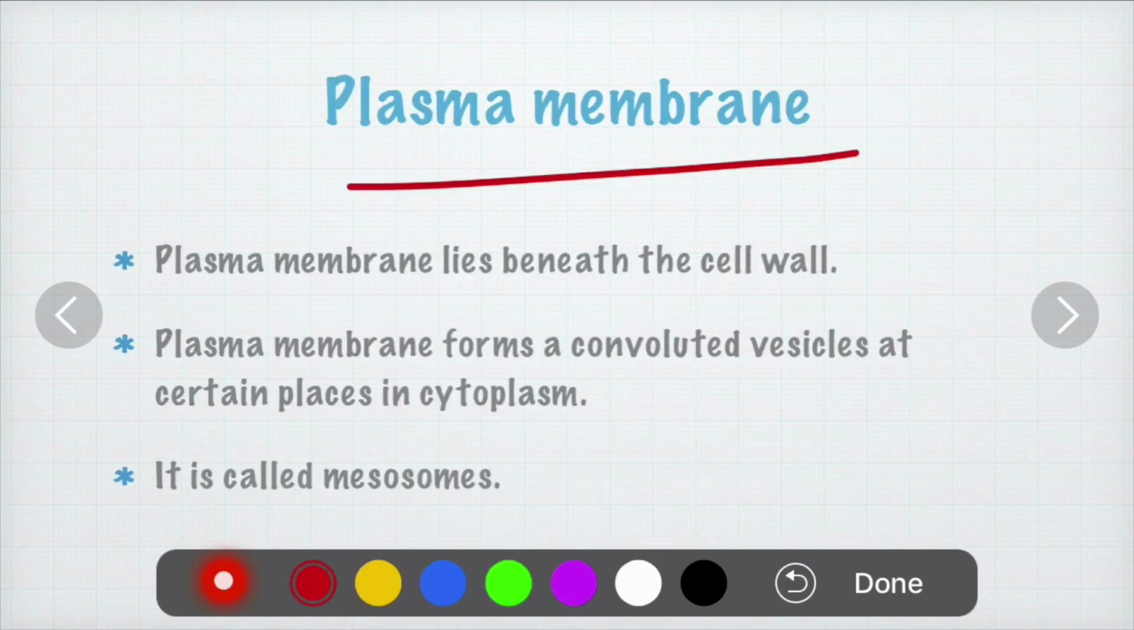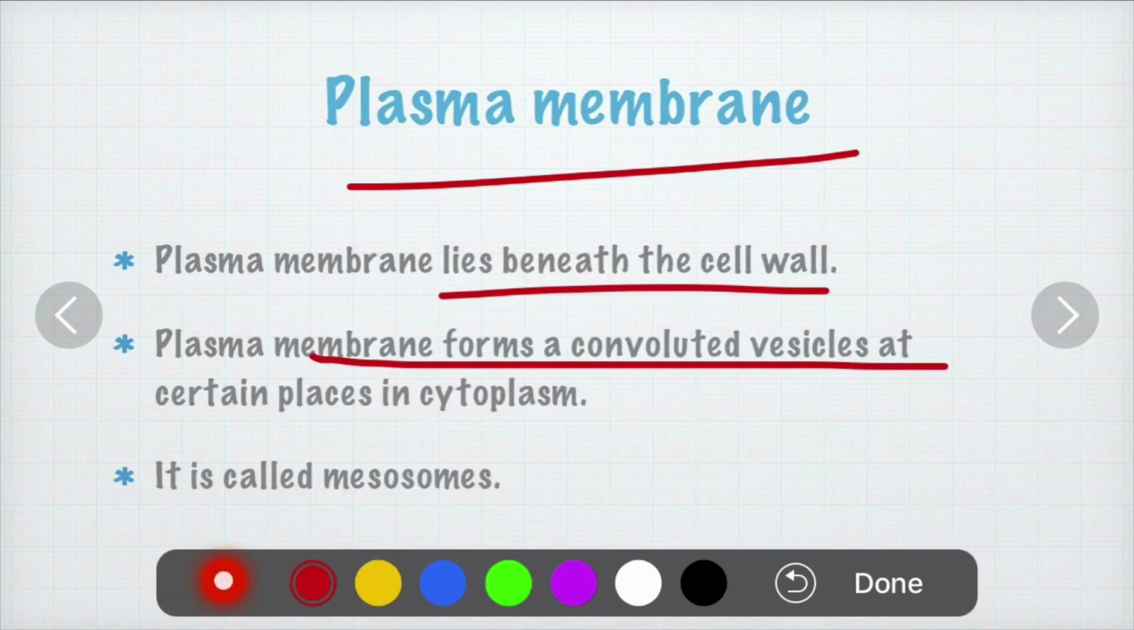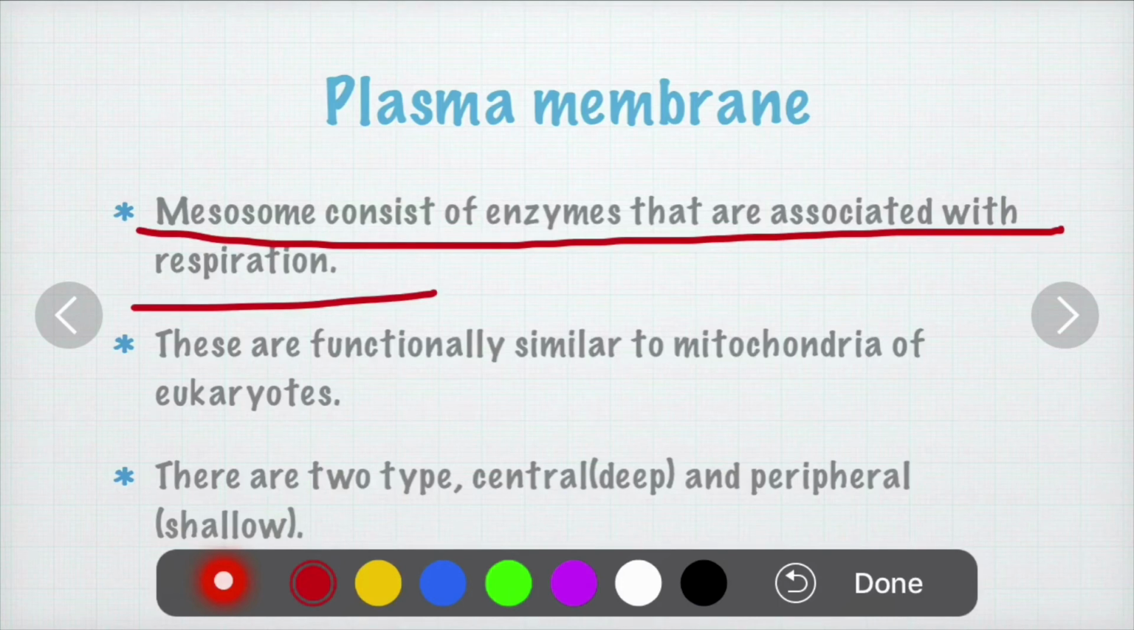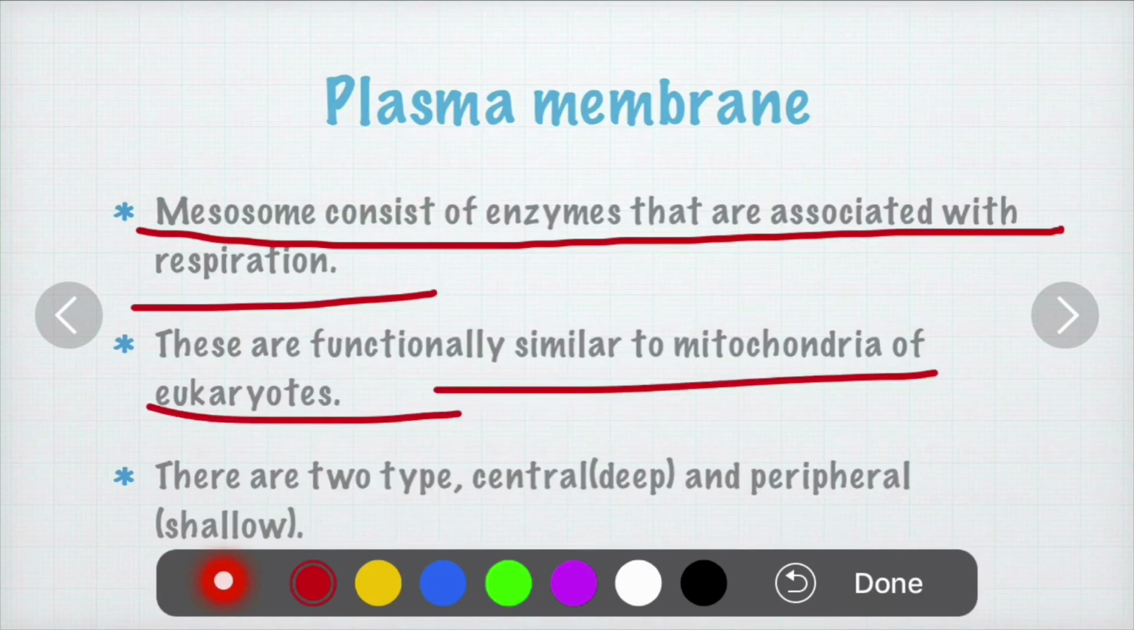First we will see the plasma membrane. The plasma membrane is present under the cell wall. It lies beneath the cell wall. The plasma membrane forms convoluted vesicles at the center of the cytoplasm. That convoluted structure at the center of the cytoplasm is called a mesosome. Mesosomes contain enzymes that are associated with respiration. The mesosomes are functionally similar to the mitochondria of eukaryotes.